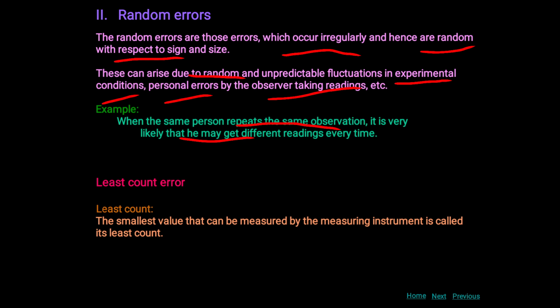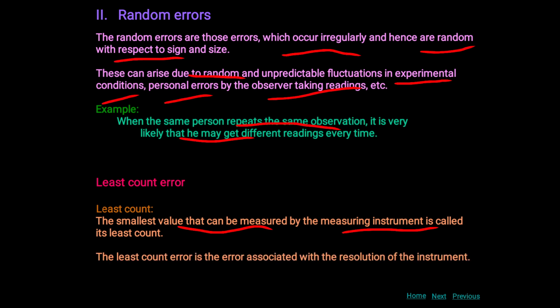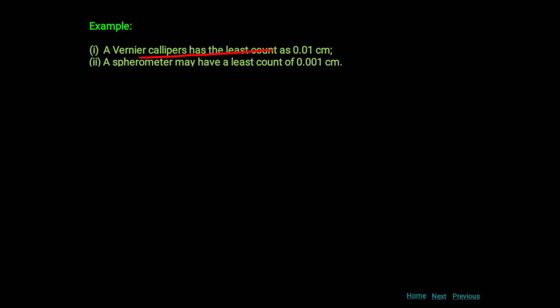Then least count error. First, least count. The smallest value that can be measured by a measuring instrument is called the least count. What is the least count? The smallest value that can be measured by the measuring instrument is called the least count. The least count error is an error associated with the resolution of an instrument. For example, a vernier caliper has a least count of 0.01 centimeter.